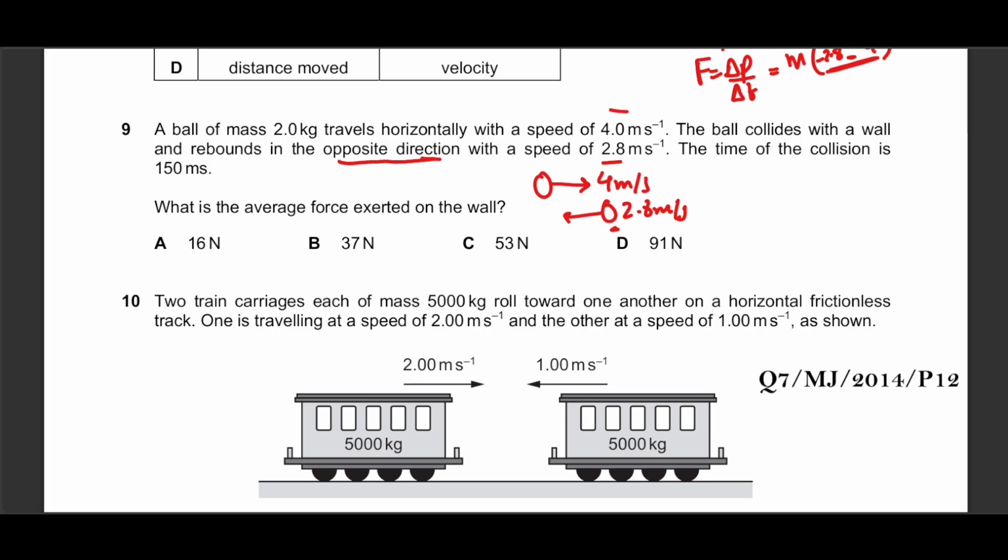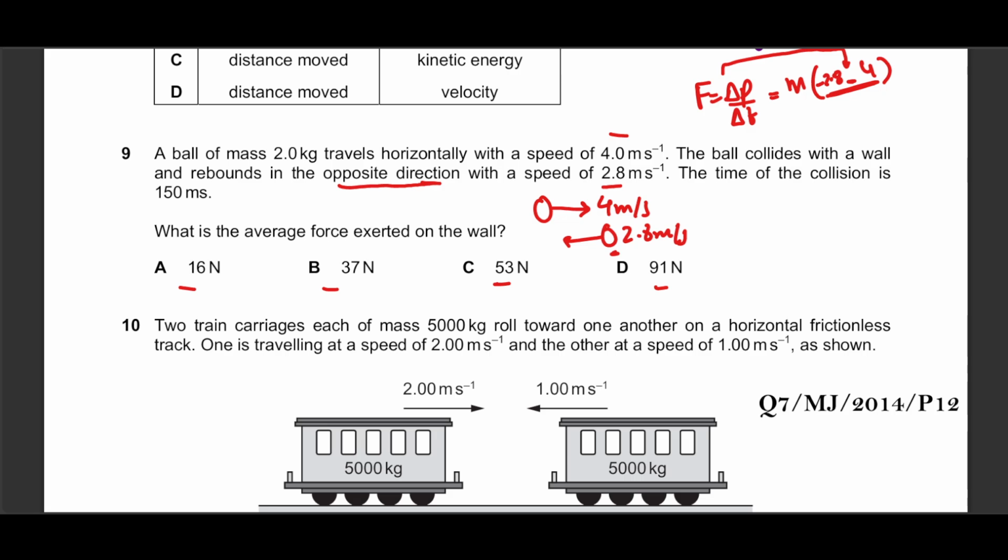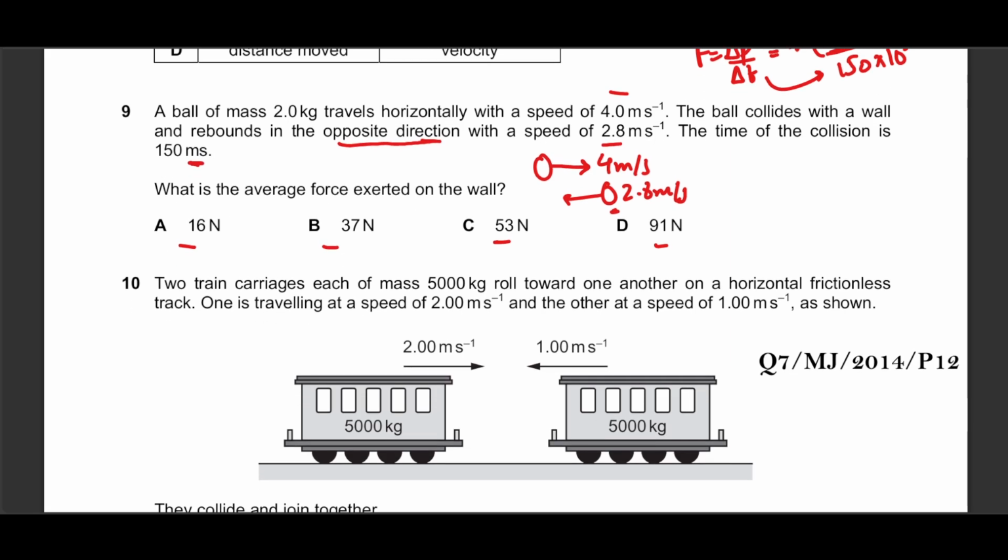Since we are not interested in the negative sign of the answer, we can simply add them together, because negative 2.8 minus 4 will simply add together due to arithmetic. Then it is divided by the time, which is 150 into 10 raised to the power minus 3 seconds, because it is in milliseconds. So when you replace the values, this will actually be 2 into 2.8 plus 4, divided by 150 into 10 raised to the power minus 3.